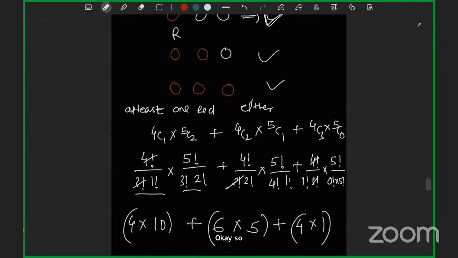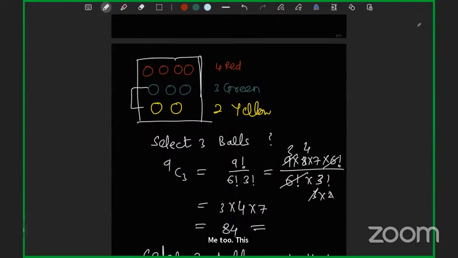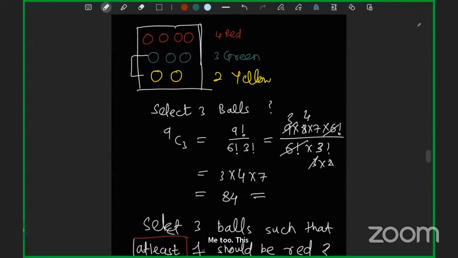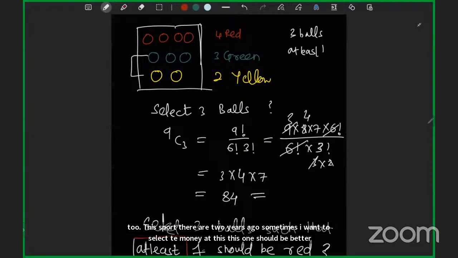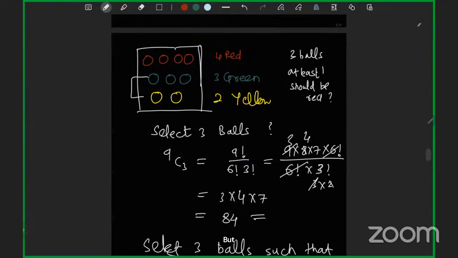Okay, the question is, we have 4 red balls, 3 green balls, and 2 yellow balls in a jar, and I want to select 3 balls. I have to select 3 balls, but at least one should be red. So this is my question. This is the task I want to achieve.